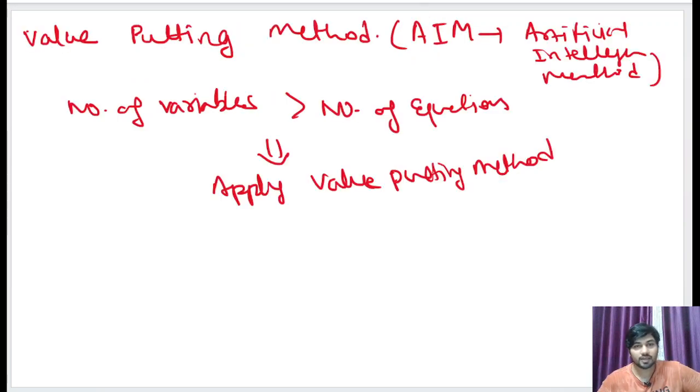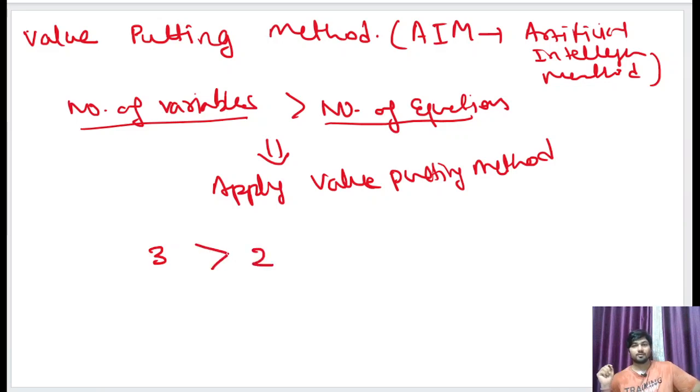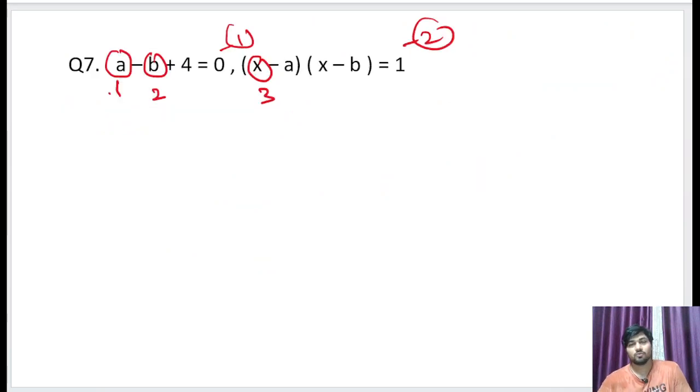What is the condition I have given here? When the number of variables is greater than the number of equations. So I have 3 variables and 2 equations. It is definitely greater than the number of equations. So I can apply the value putting method. Now, see how to apply the value putting method.